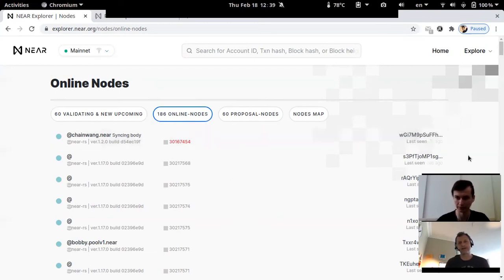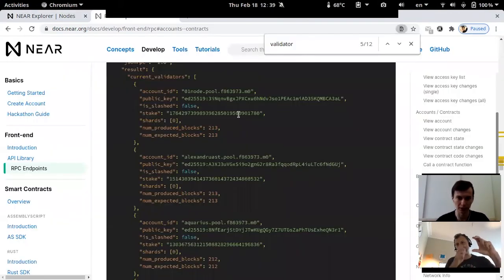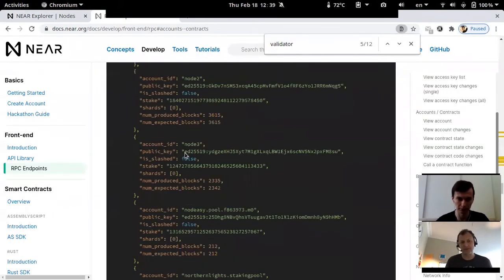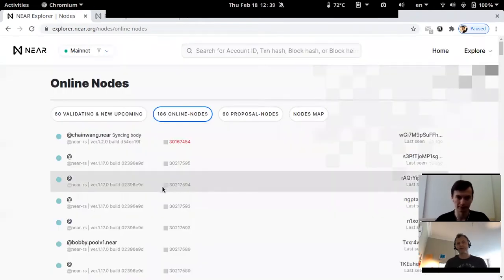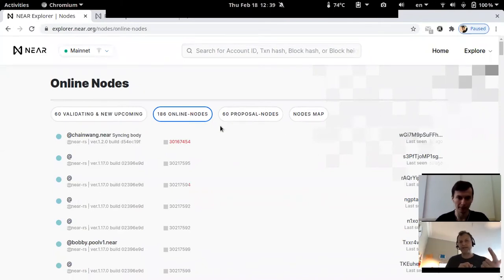Got it. And then the 60 proposal nodes is coming from the detailed validator RPC endpoint as well, right? That's like another collection below the current validators. There's the upcoming proposals, probably, right? Yep. Current proposals, over here. Okay, so that's how we're getting 60 and 186. So at least 186 online, maybe more, and 60 proposals.